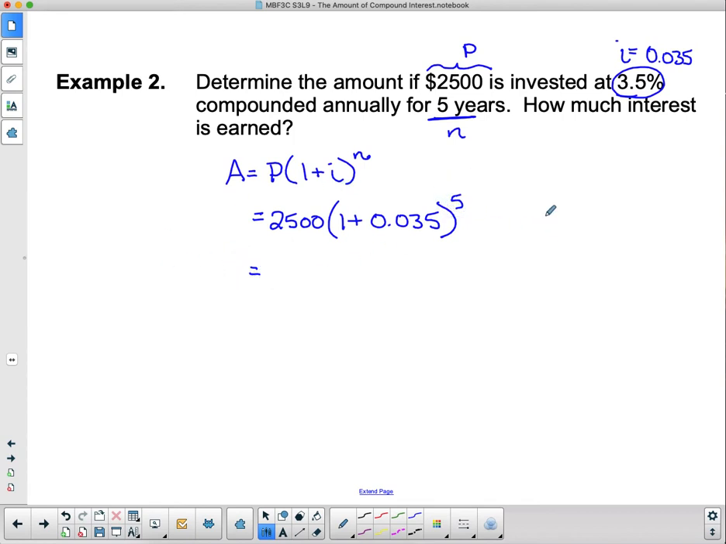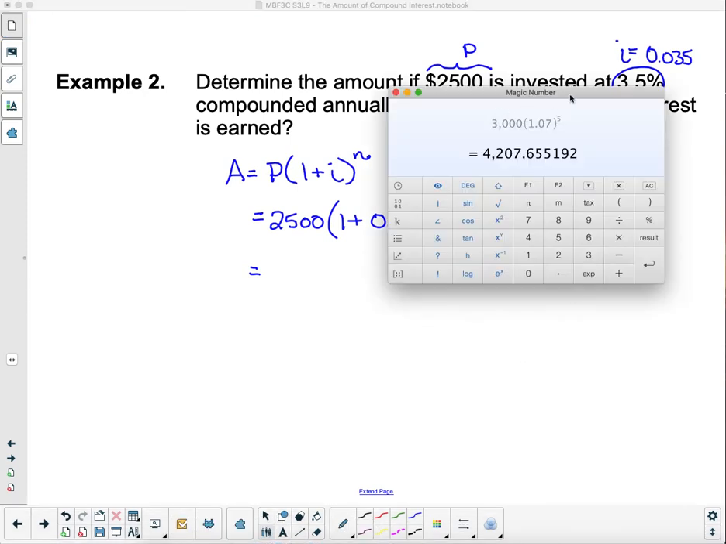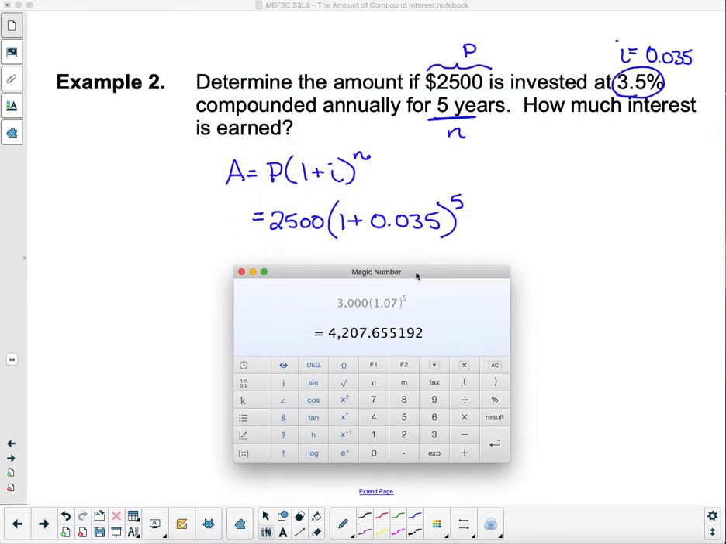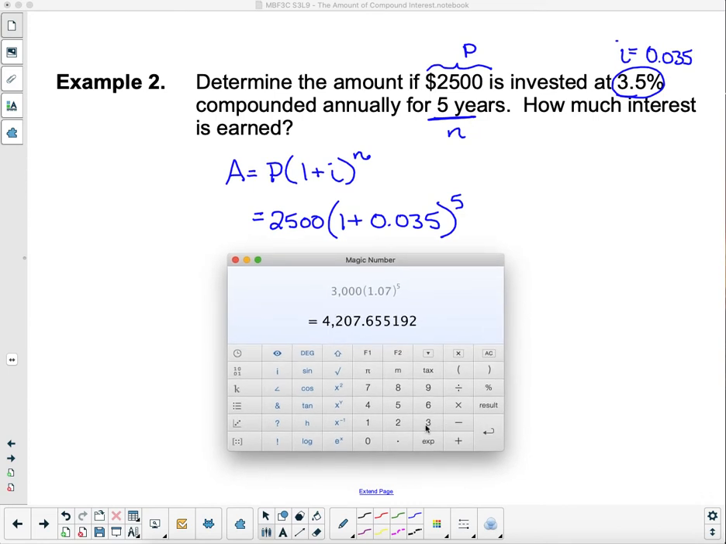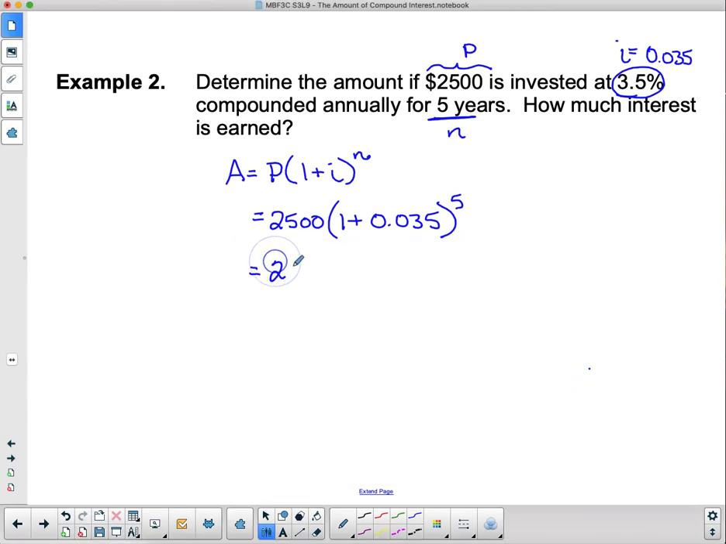Now, most calculators can handle this all at once if you use the brackets. And since you're writing the brackets, you might as well use the brackets as well. So put that right down here. And this is how we're going to type it in. 2,500 bracket 1 plus 0.035 end bracket to the exponent 5. Hit equals. 2,969.22.